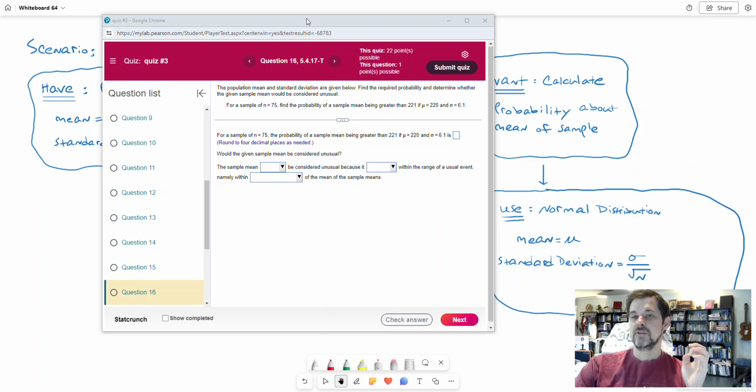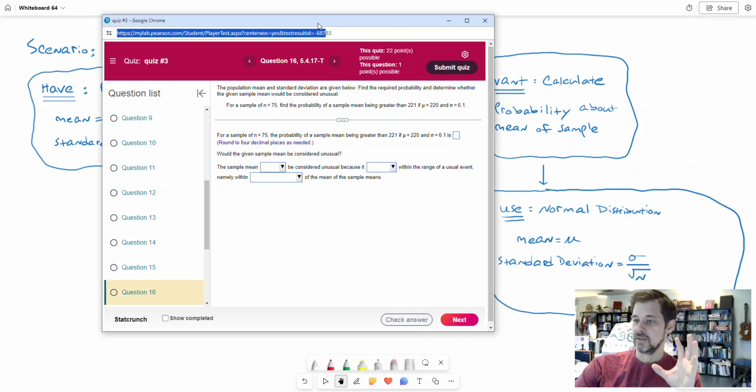Okay, so it says we have a population mean and standard deviation. We take a sample of a certain size, and then we want to find the probability that the mean of that sample is more than 221. So here's how I would identify all the aspects of the question in the solution.